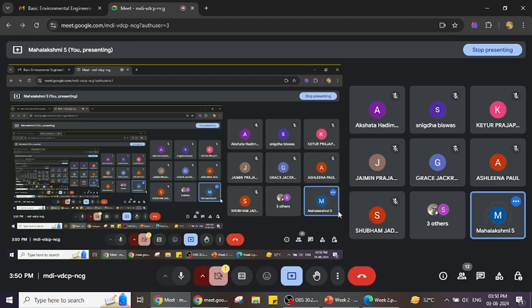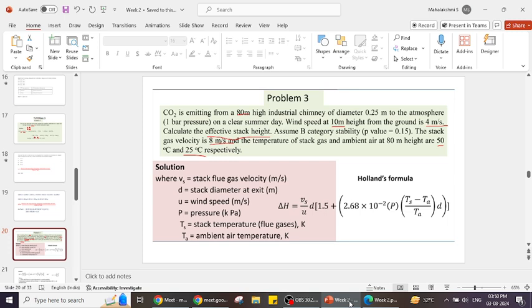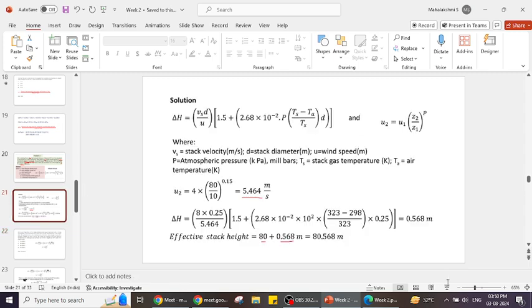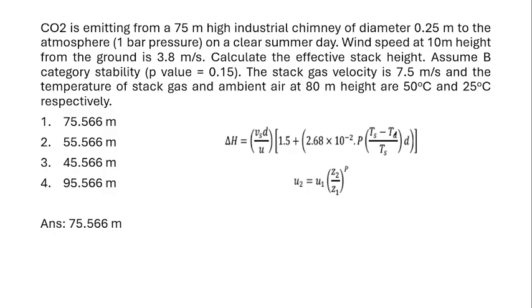Any doubt in the previous question? So we have one more similar question. I want you to solve this question. You know the answer is 75.566 meter. It is already given. You need to use this formula.